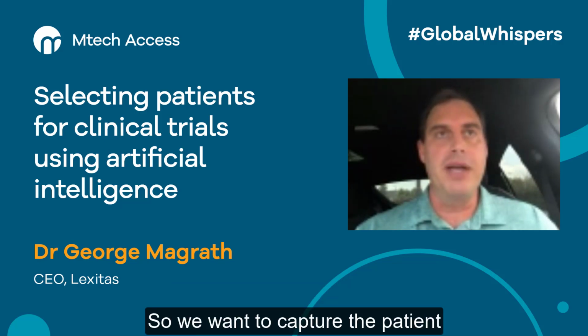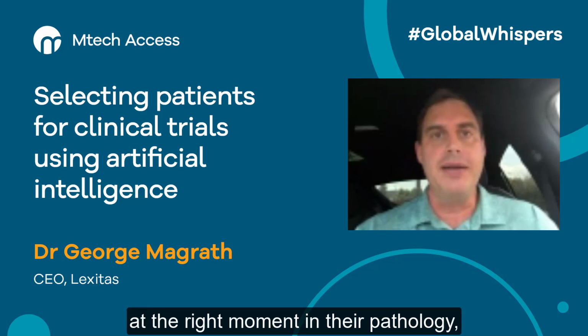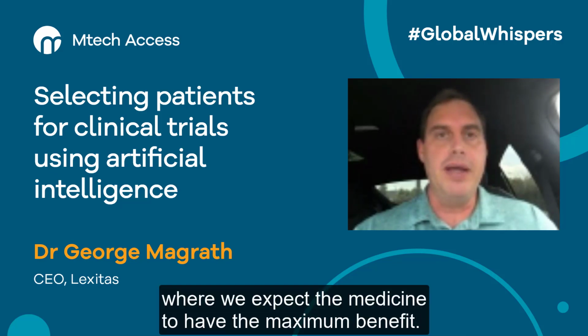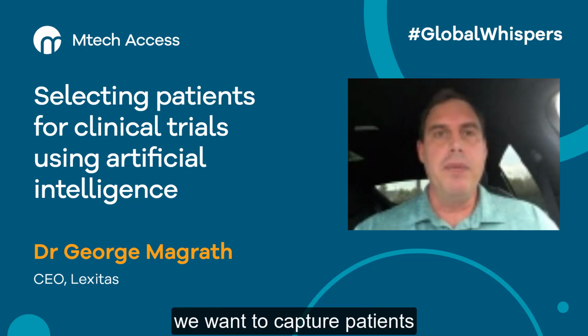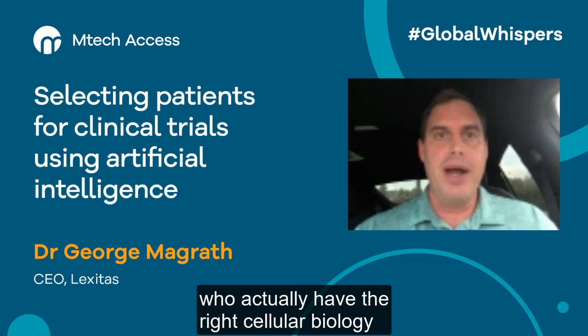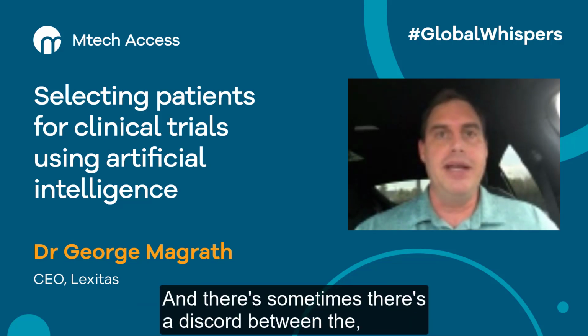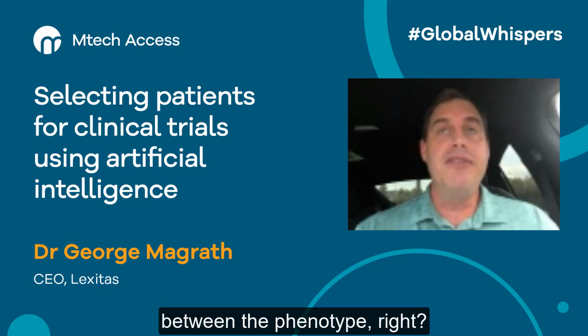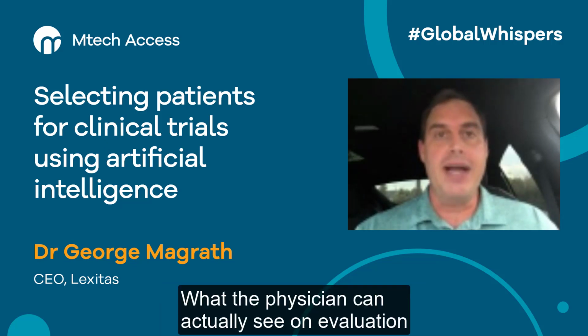So we want to capture the patient at the right moment in their pathology where we expect the medicine to have the maximal benefit, and we want to capture patients who actually have the right cellular biology to respond to the mechanism of action. And there sometimes is a discord between the phenotype, right? What the physician can actually see on evaluation and what's happening.